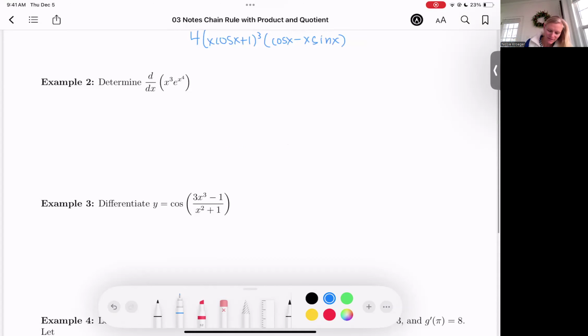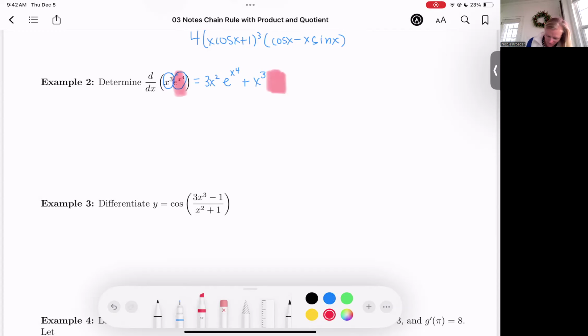Okay, so if I look at this next problem, this looks like a product rule to get started because I have two pieces multiplied by each other. So I need to start with the product rule here. In the other one, the product rule lived inside of the chain rule. So the derivative of the x cubed is 3x squared. I leave the e to the 4x alone. Then I leave the x cubed alone, and I have to take the derivative of e to the 4x.